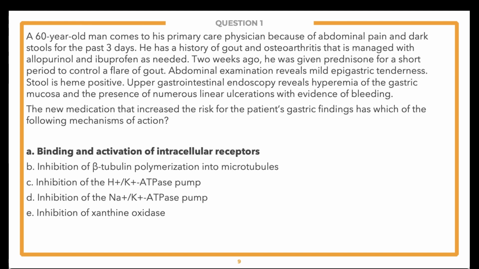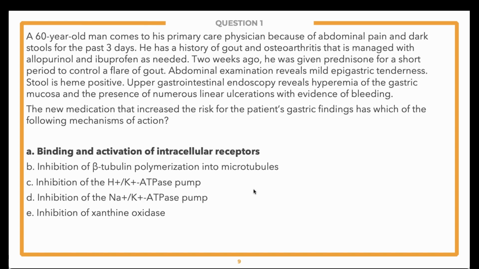So not all of those show up here. And then answer choice B, the inhibition of beta tubulin polymerization into microtubules. This kind of describes the mechanism of action of colchicine, which is a medication used to treat gout flares when other meds are contraindicated or just don't work, right? So this may cause diarrhea and cytopenias, liver failure, and neuropathy with prolonged use.